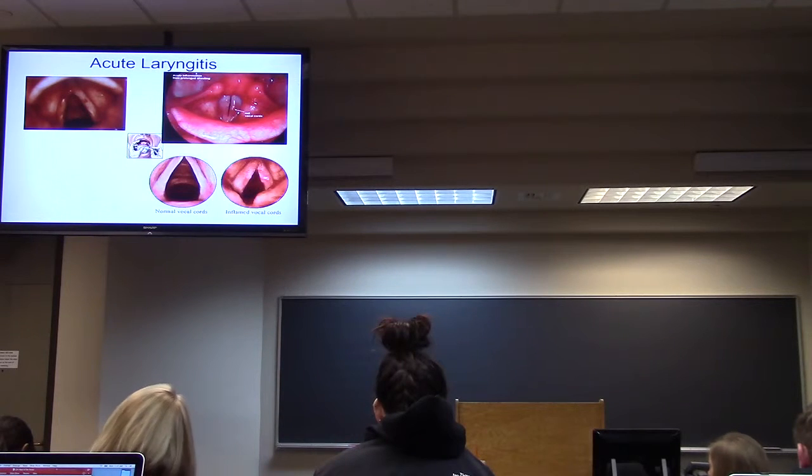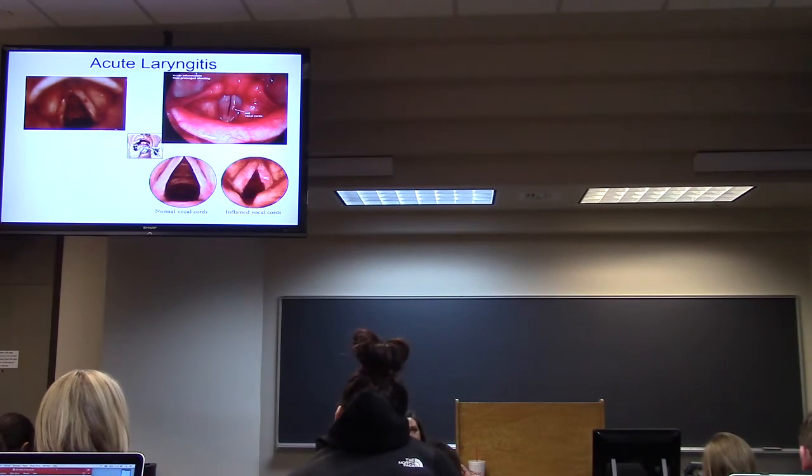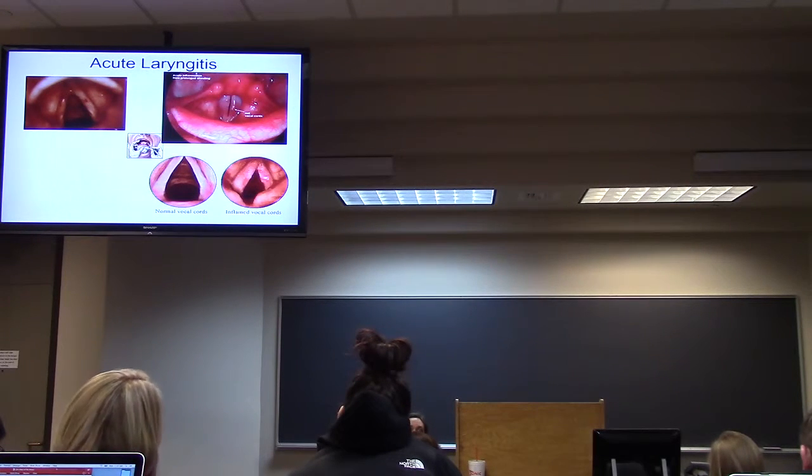So you can see the bottom picture of the normal vocal cords, and that looks like somebody that's had a viral laryngitis or overuse of their voice. You can see on the top right picture, they've got some inflammation there. That still looks like viral.